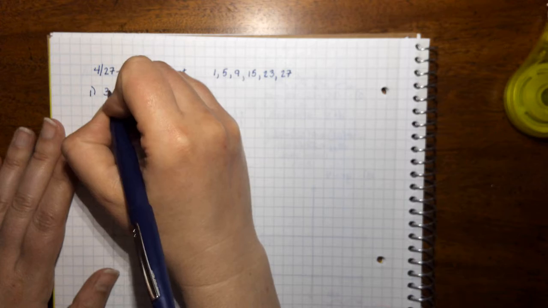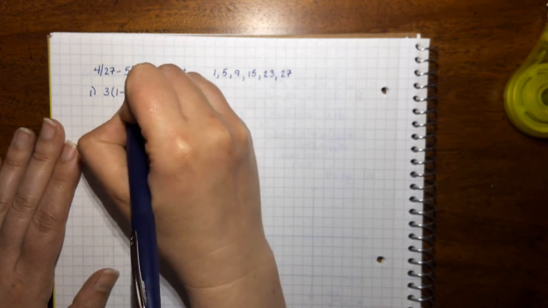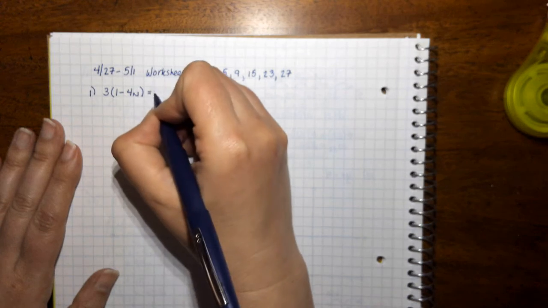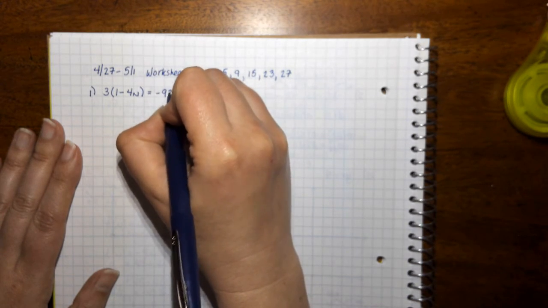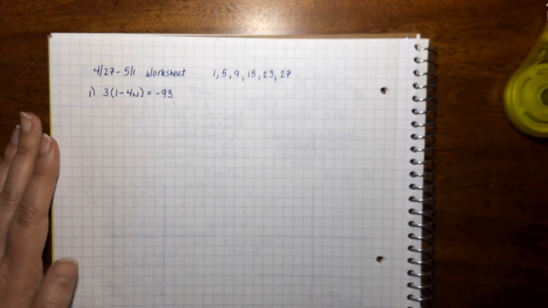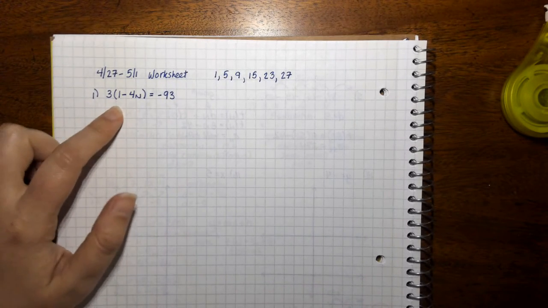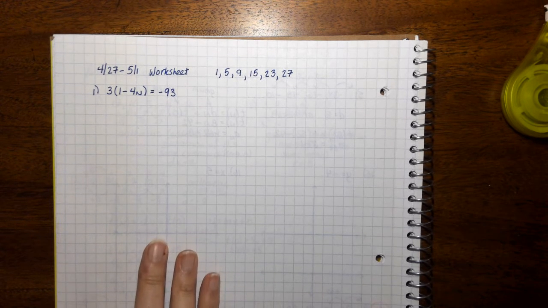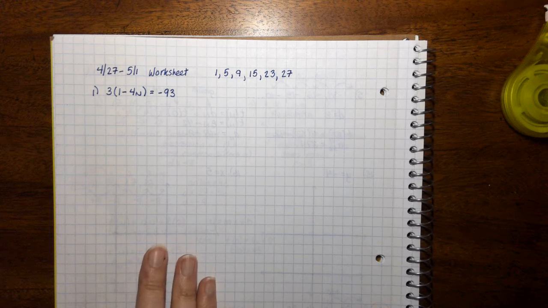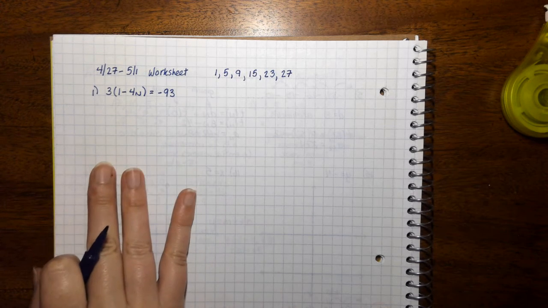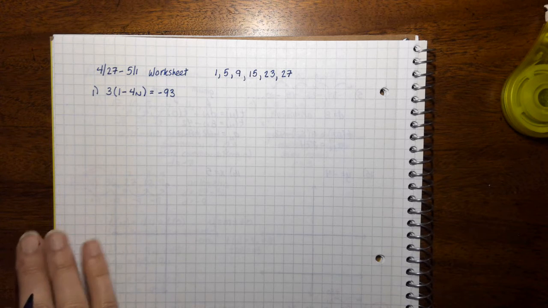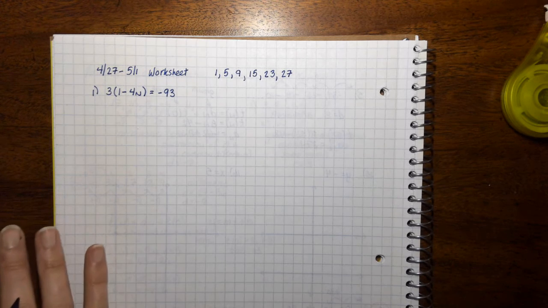We've been doing this for a while, but since it's been a little bit, I thought I would do one of these. Okay, so I have 3 in parentheses 1 minus 4n equals negative 93. You guys make sure to show your work on these problems, otherwise you will not get credit, because I'm putting the answers up for this worksheet for this week to help you. So make sure that you show your work underneath each one of the problems or on a separate sheet of paper.